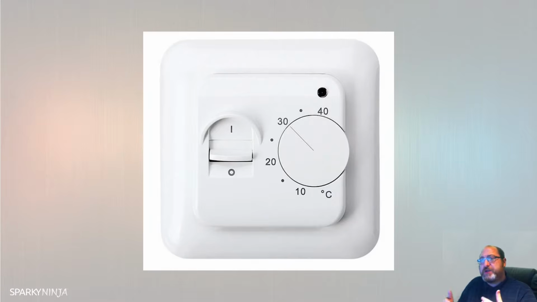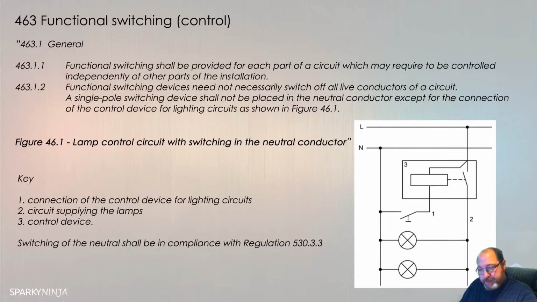Now, you may have functional switching in the workplace, such as a start-stop on a motor. That's absolutely fine. As long as it is suitable for the user, it can be considered as a functional piece of equipment as well. Requirements for functional switching are: it should be provided for each part of a circuit which may be required to be controlled independently of other parts. You need not necessarily switch off all live conductors of the circuit.